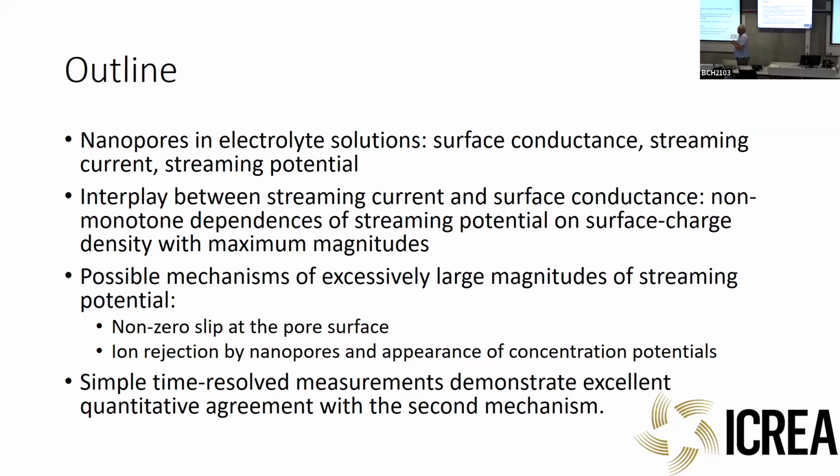Okay, so then I will explain a little bit the physics of this, and then I will demonstrate that actually the interplay between two of these phenomena, which are streaming current and surface conductance, gives rise to non-monotone dependencies of streaming potential on surface charge density with some maximum magnitudes. What happens is that in experiments, people observe larger magnitudes. And then, well, the question is, essentially larger, so maybe several times larger.